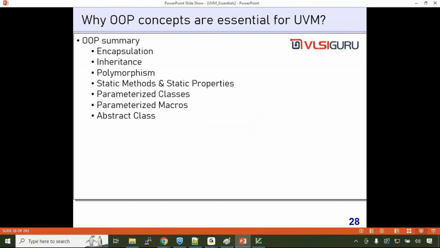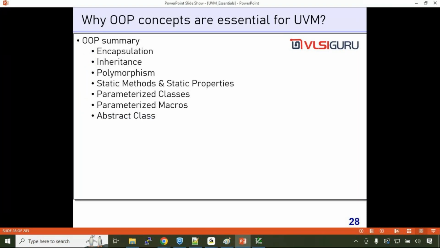So, what is the object-oriented programming summary? Encapsulation, inheritance, polymorphism, static methods and static properties, parameterized classes, parameterized macros, and abstract classes. The only thing that's not really important here is one that, even if it is not there, doesn't make a big difference. But everything else is very important. If any of them is not there, it makes a big impact on you.